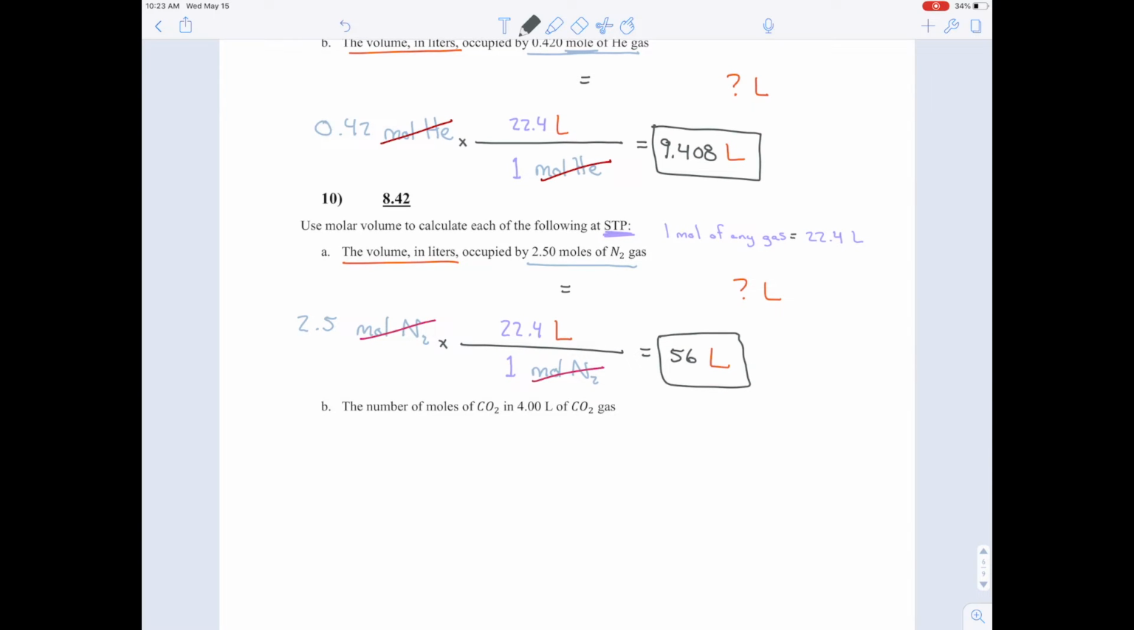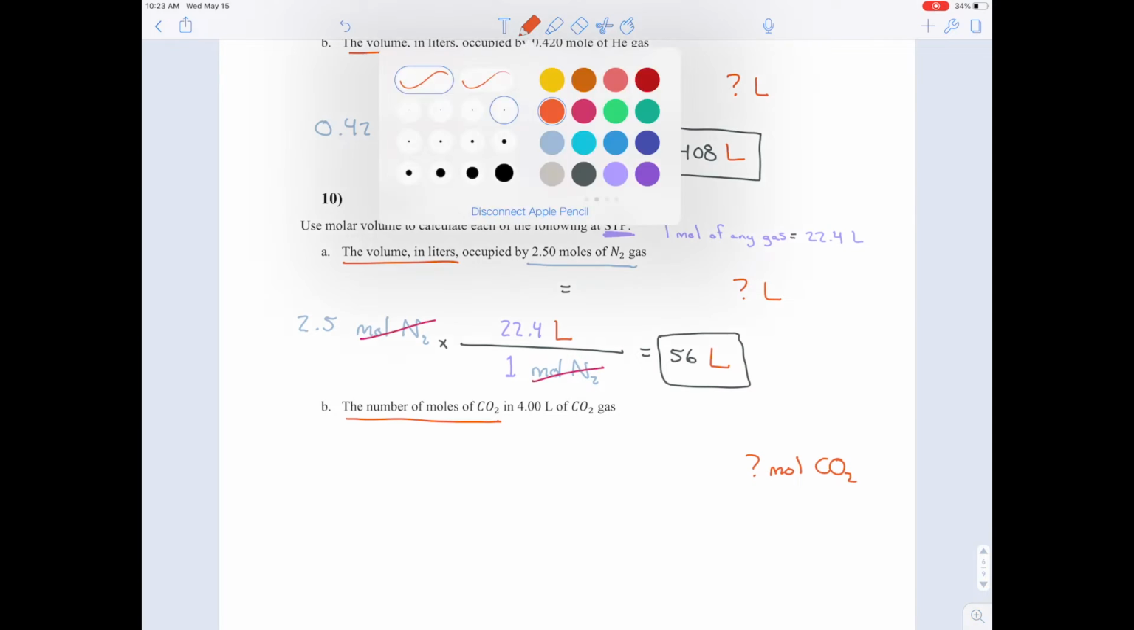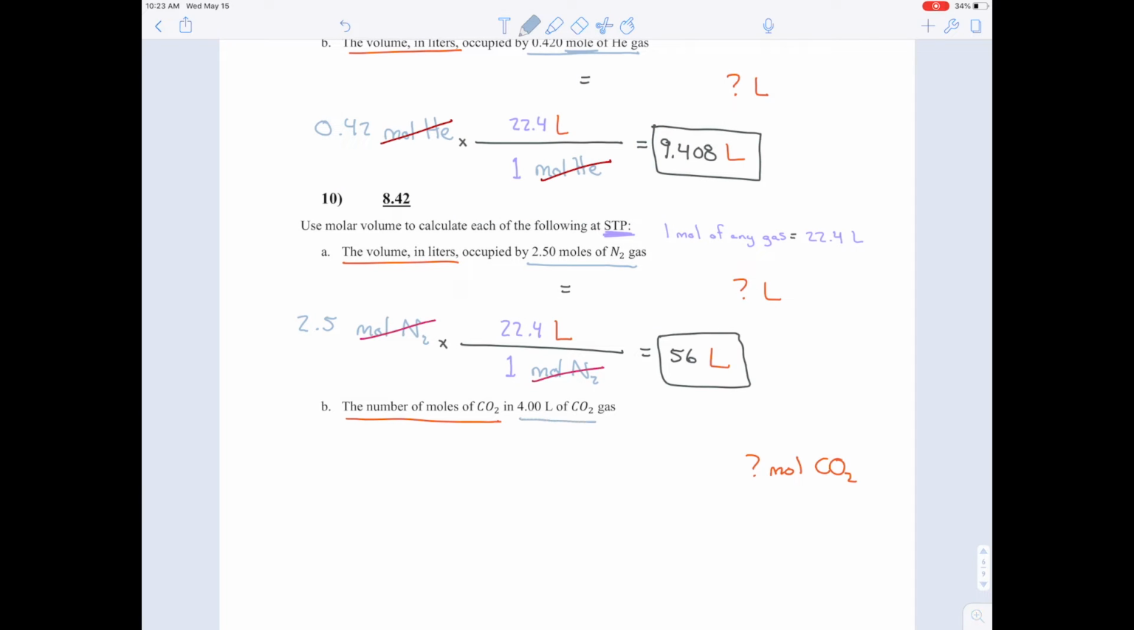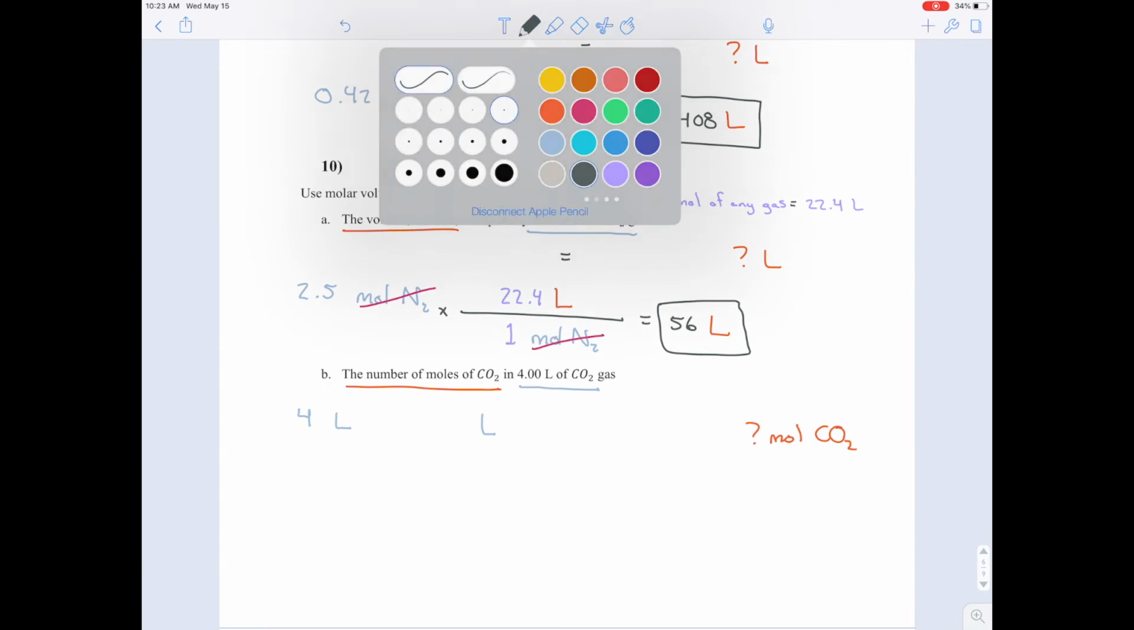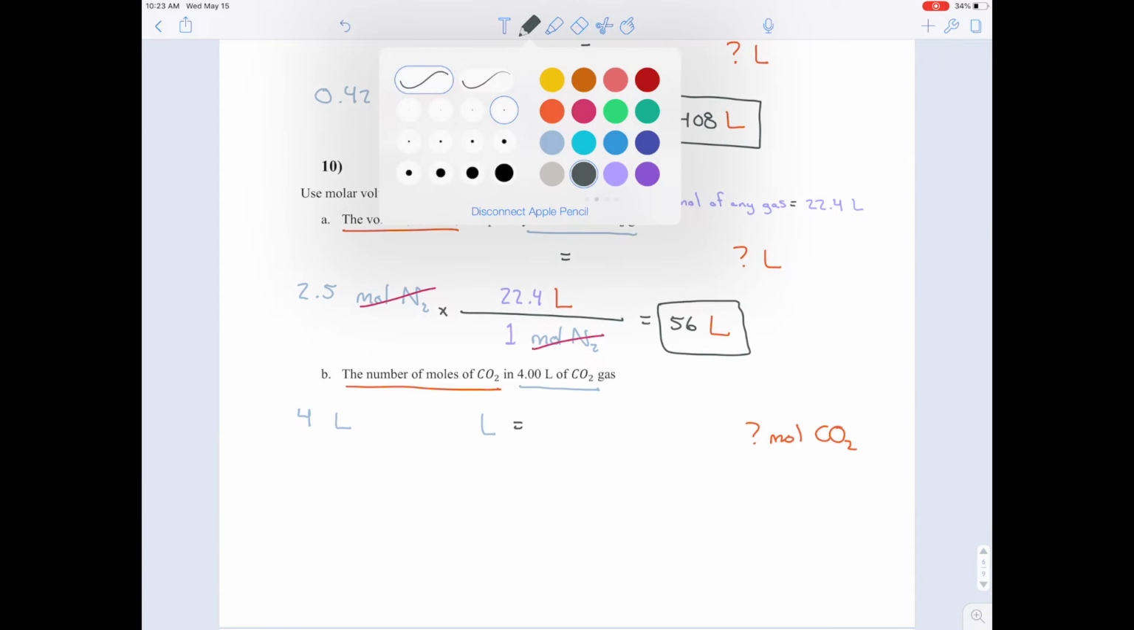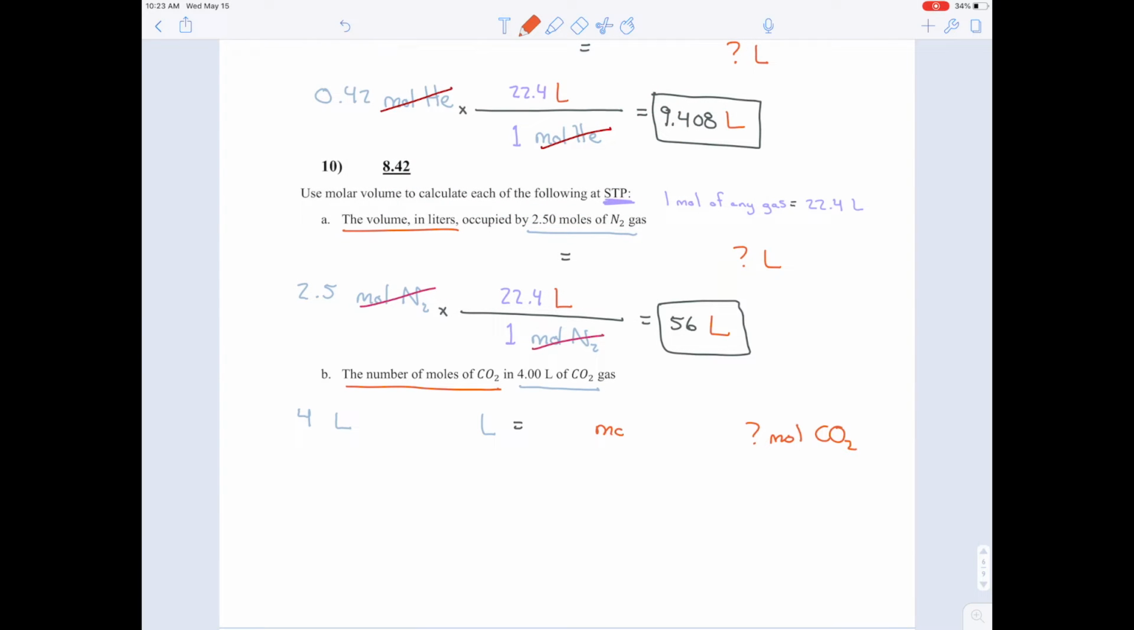All right, B. They're asking for the number of moles of CO2. So we want moles of CO2, carbon dioxide. And what they give us, here's the number, is 4 liters of carbon dioxide. So we have 4 liters. So this is a conversion. And in order to do any conversion, we need a conversion factor that relates the two units. So how do liters relate to moles here of carbon dioxide?